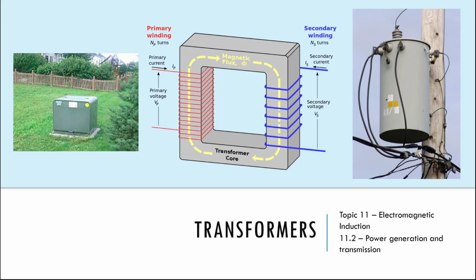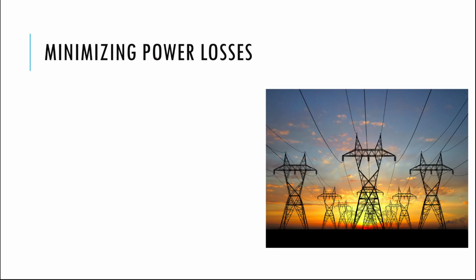And the fact that these exist and that we can do this is really the main reason that we use alternating current in our society to transmit electricity. So here's the basic idea of what it looks like on the inside, and let's get into it. This is topic 11.2.